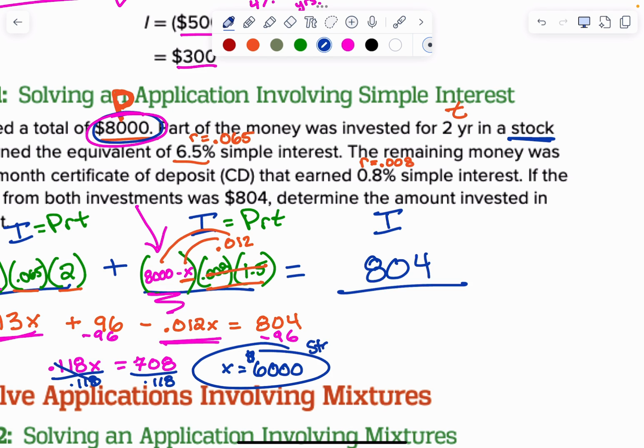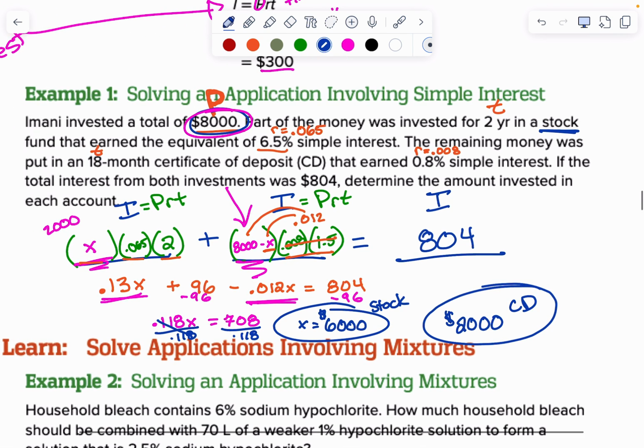Okay, so my stock was 6,000, and the other one is going to be how much? 2,000, and that's going into what? A CD. So CD is 2,000, and a stock is 6,000. You see what we just did there? Okay, we just have two interest rates, or principal rate time, okay?